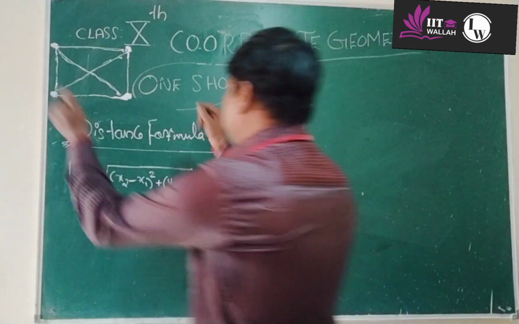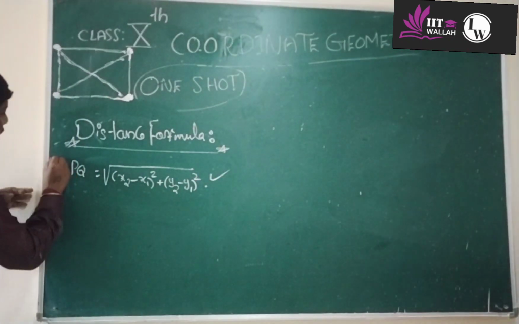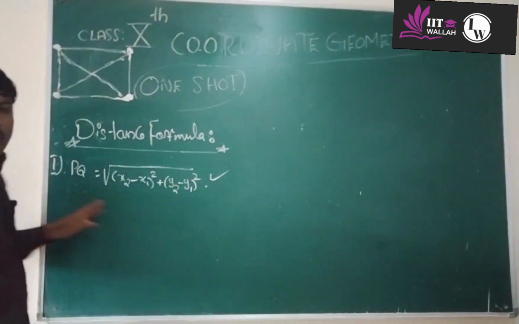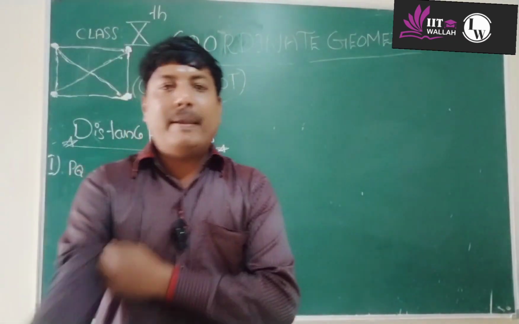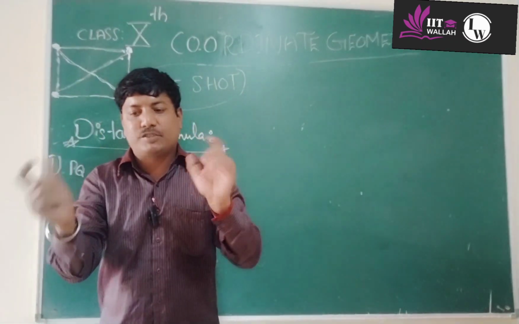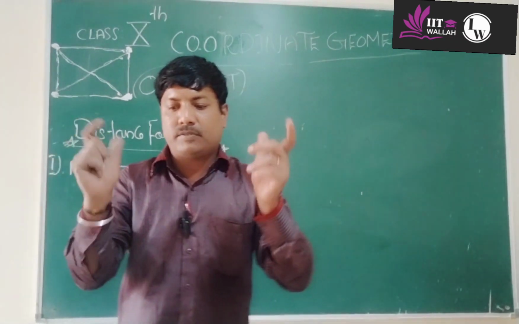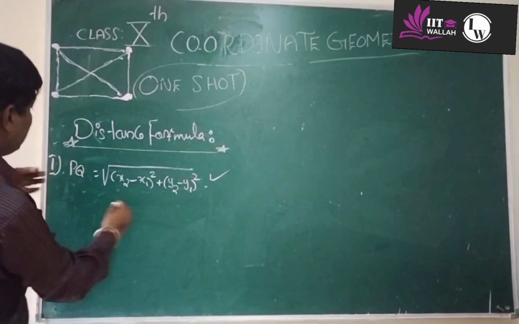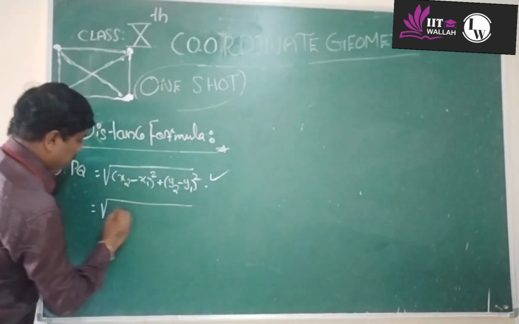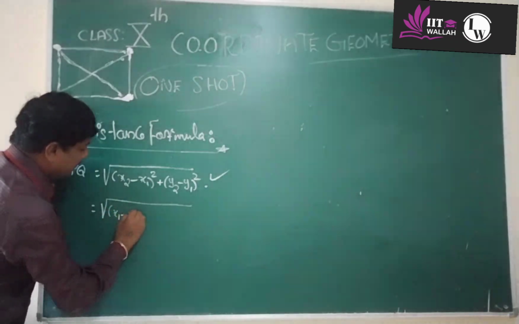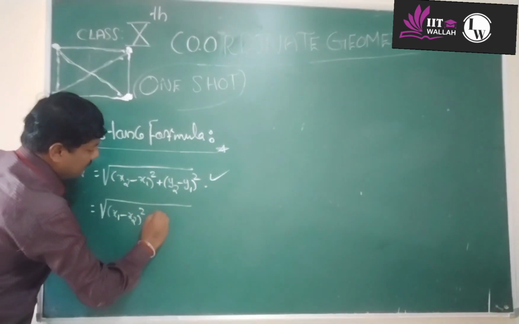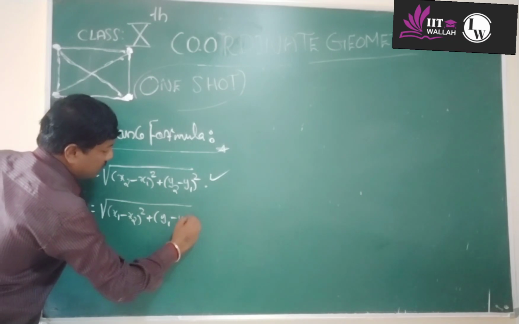Now listen. This is the first formula we got, and one of the important formulas in this chapter. PQ is equal to root of x2 minus x1 whole square plus y2 minus y1 whole square. Or you can write it like this also: x1 minus x2 whole square plus y1 minus y2 whole square.